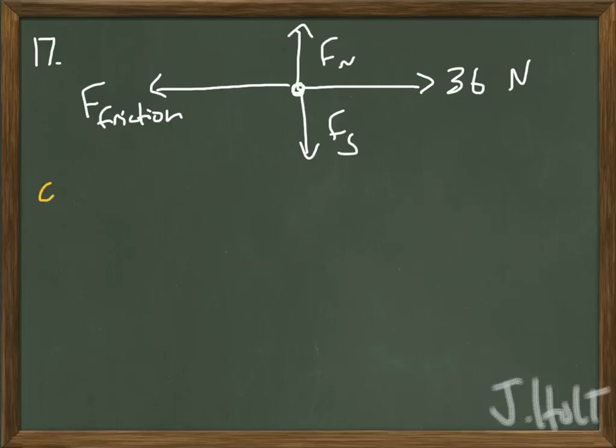We have the force of friction now to the left. This is the first time that we've really started to see friction. We have the force of gravity down, and we have the normal force up. The problem also says that we're moving at constant speed.